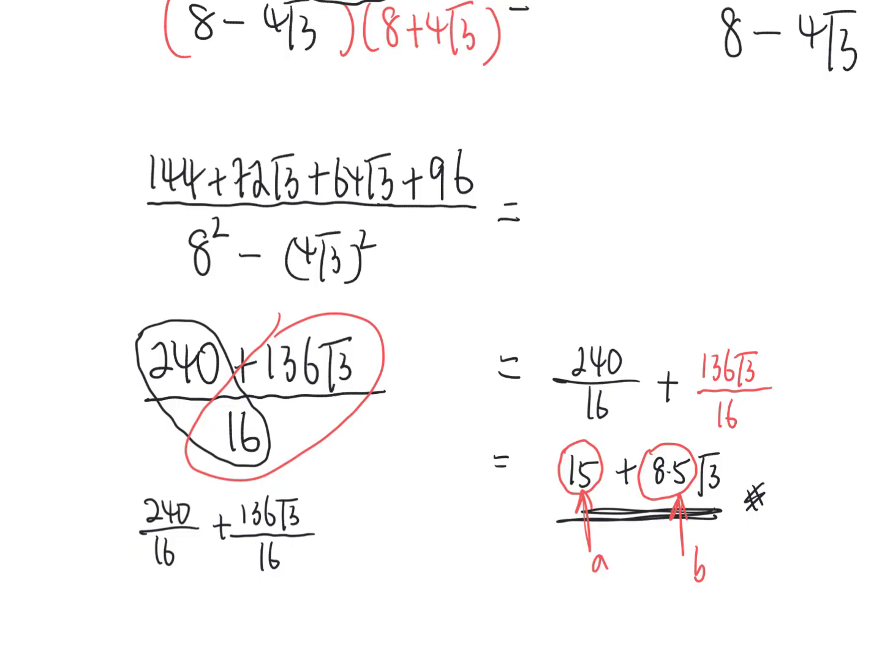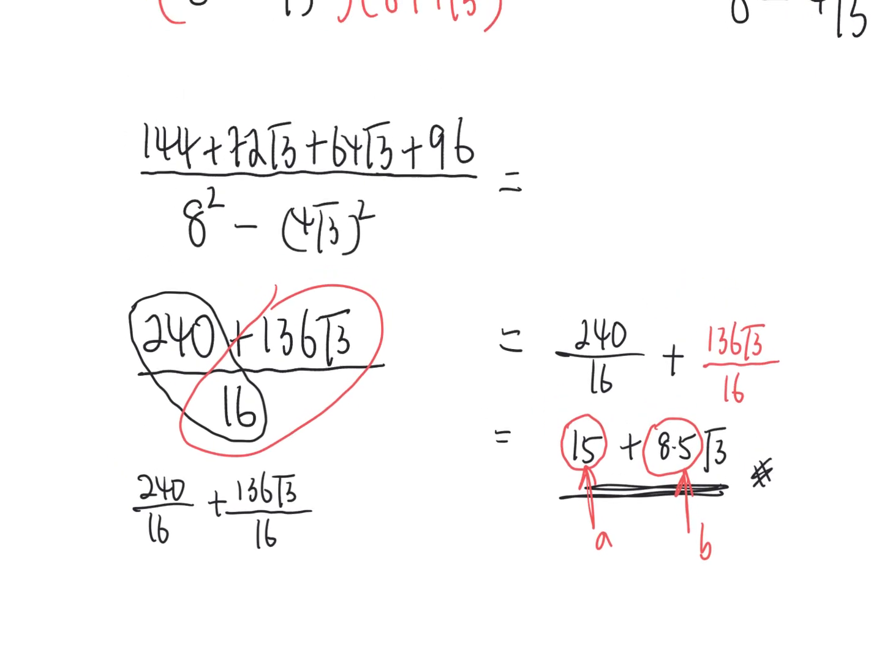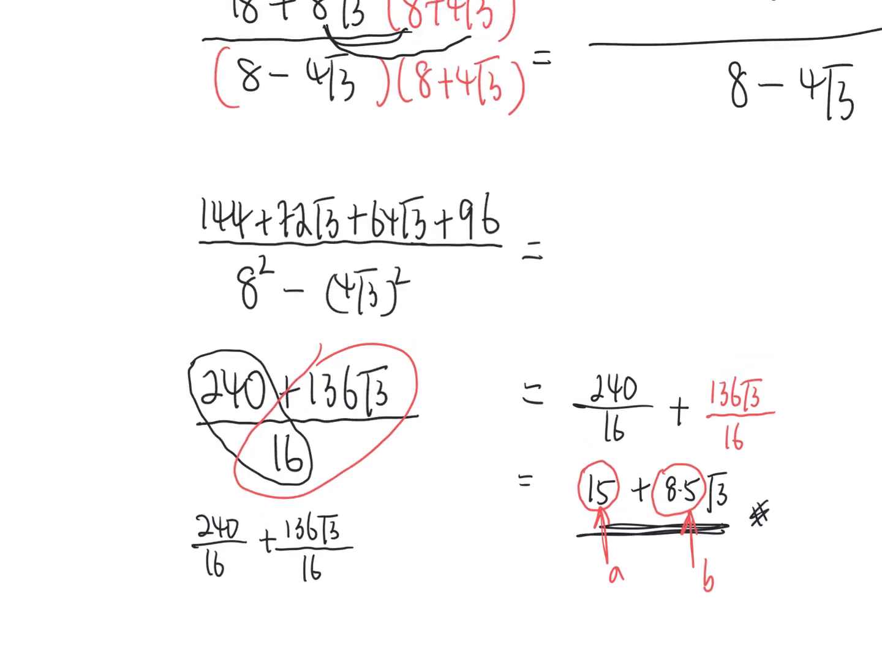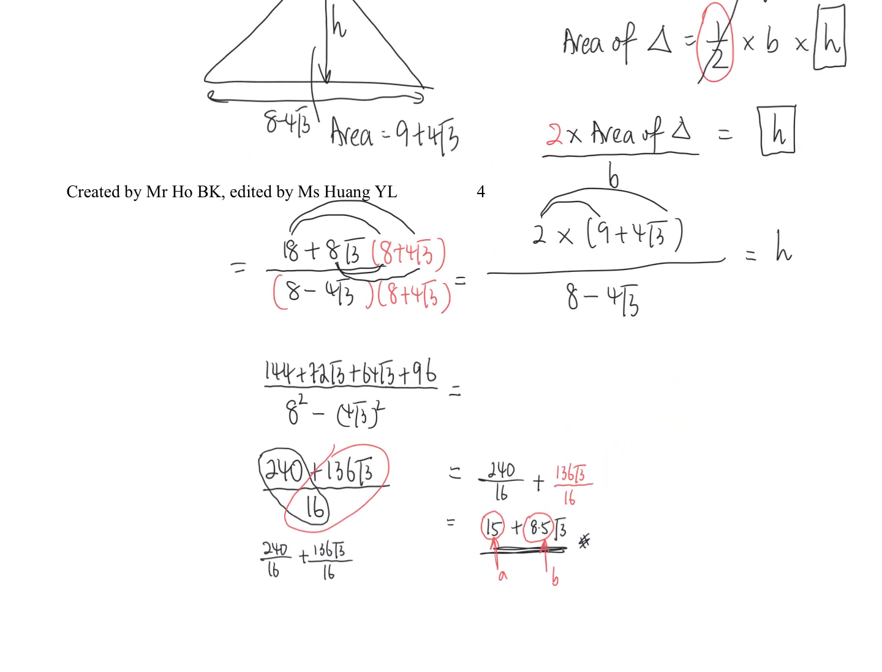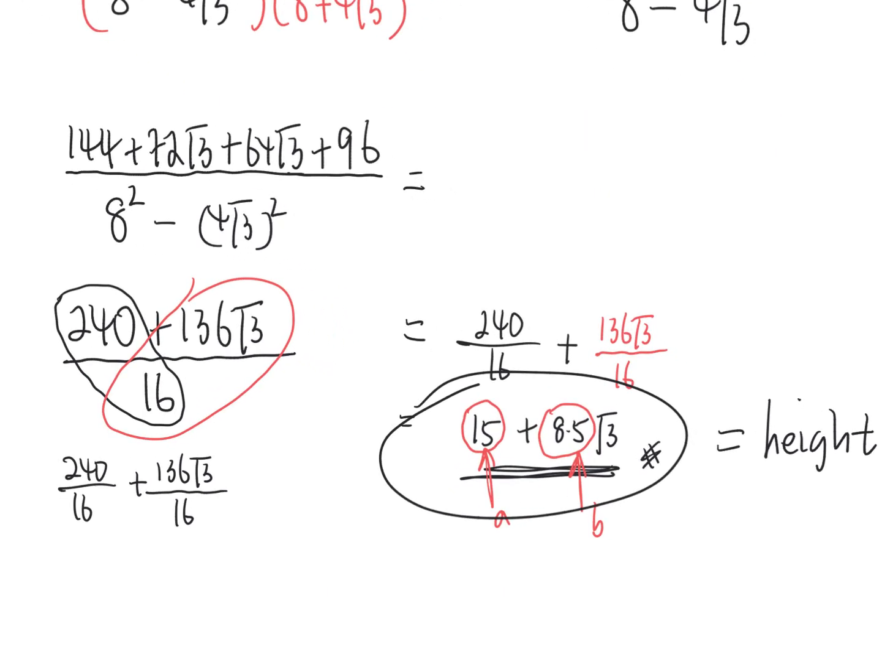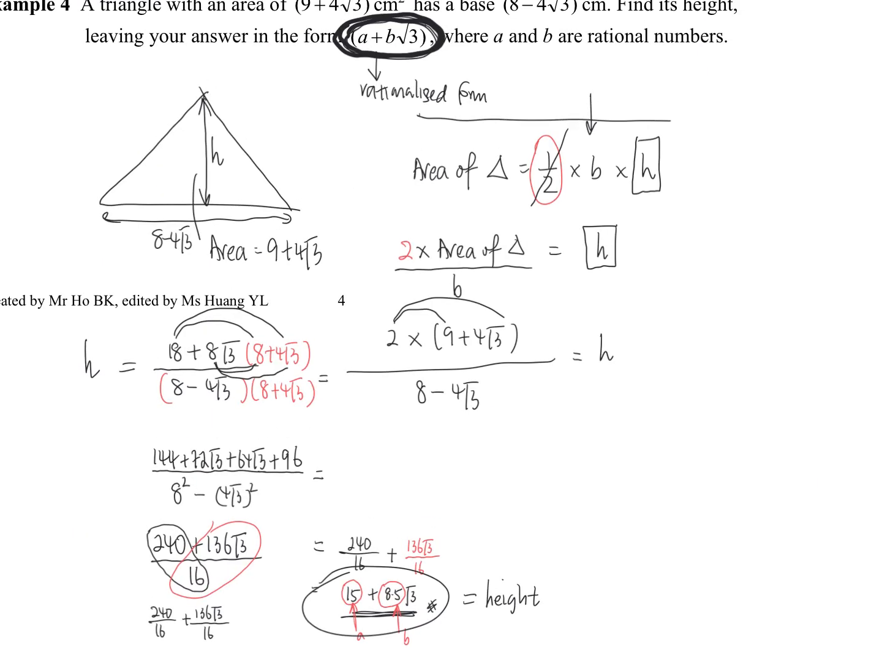Okay, next one. Which one? This one is the height, no? The whole thing we have been finding is height. So this thing is the height, in cm. This whole expression is your height in rationalized form. How do you know which one to put on top and which one to put on the bottom? You look at the area formula, this one. So when you try to simplify it, area is on top.